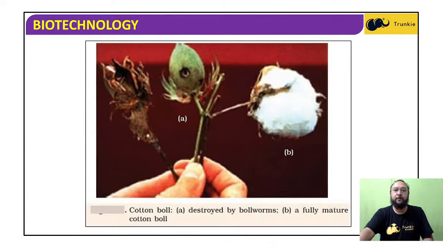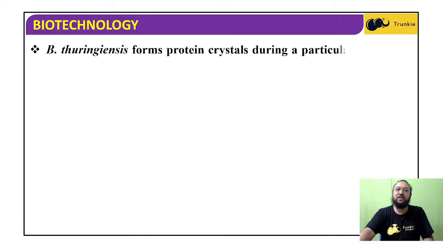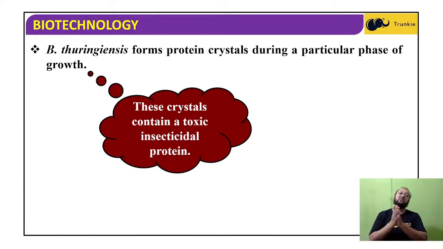So cotton bolls are destroyed. A fully mature cotton boll. So you see A and B. Now you see Bacillus thuringiensis forms protein crystals during a particular phase of growth. These crystals contain a toxic insecticidal protein. So Bacillus thuringiensis produces toxic protein crystals during a particular growth phase. It's not that it's continuously producing.